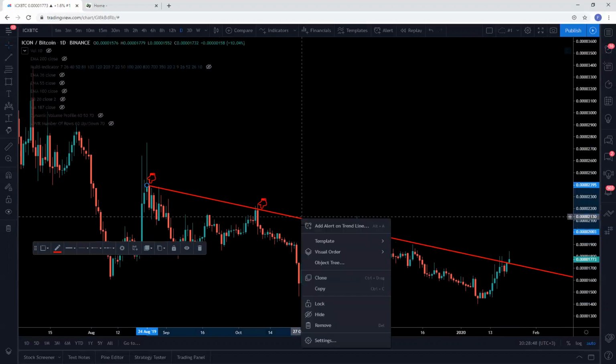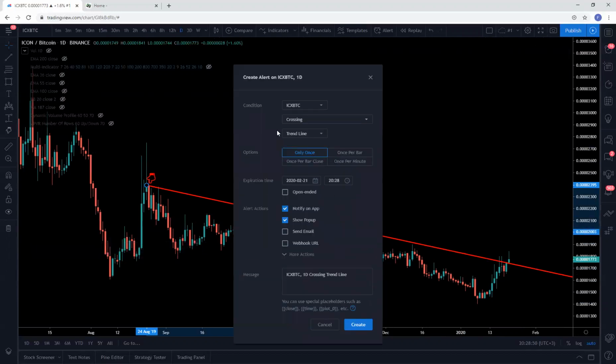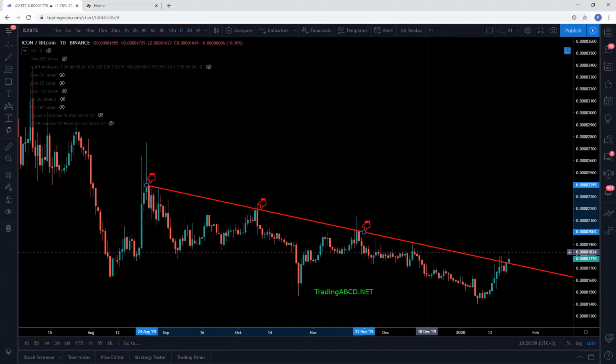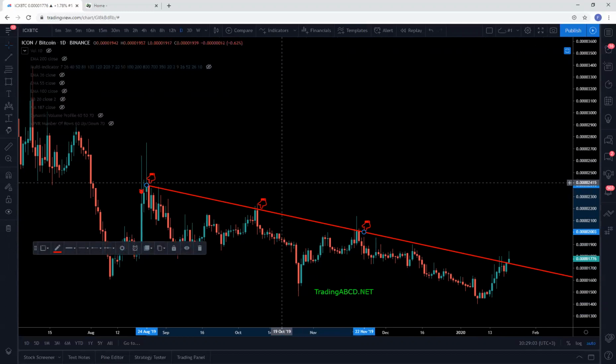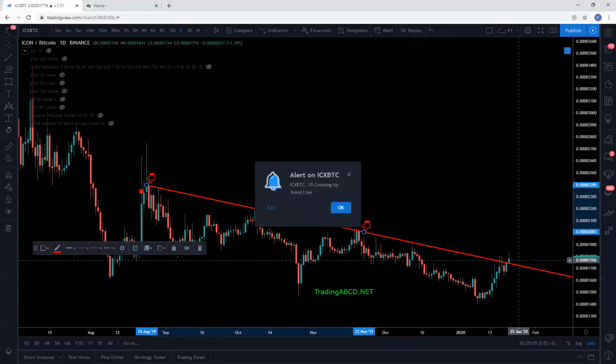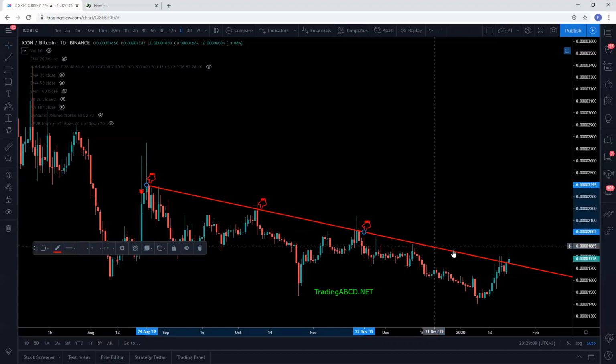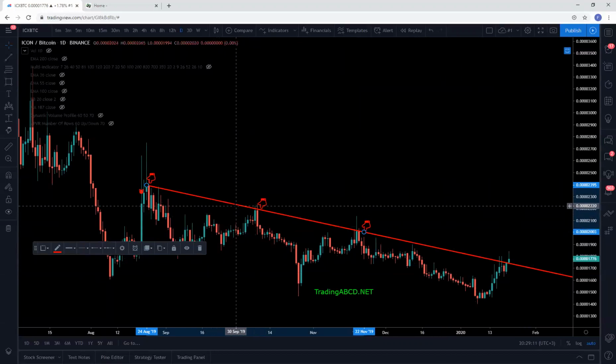Usually you can right click on this and add an alert, and you can choose once per minute, for example, or once per bar, and when it's crossing up and you create your alert, you will get alerted on your mobile phone and on your desktop, your terminal, whatever. So you will get alerts. Today I got alerts. You see, we start getting the alerts now. So I got the alert that ICX BTC is breaking through.